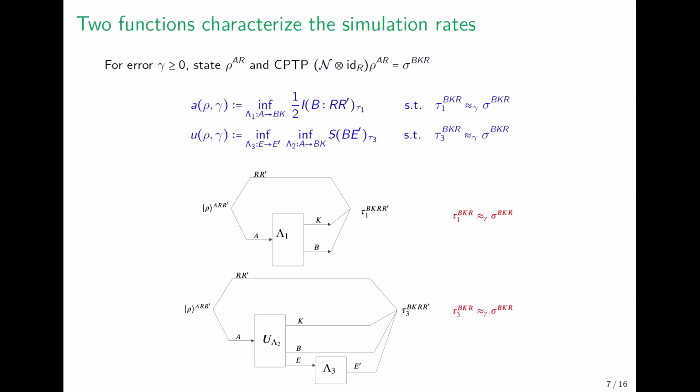And these two functionals basically give us all possible rates that we can obtain in different regimes: with feedback, with no feedback, classical, fully quantum, and all other cases.